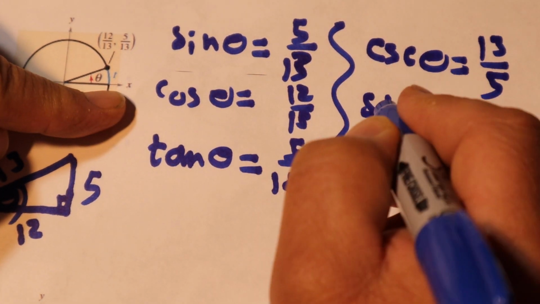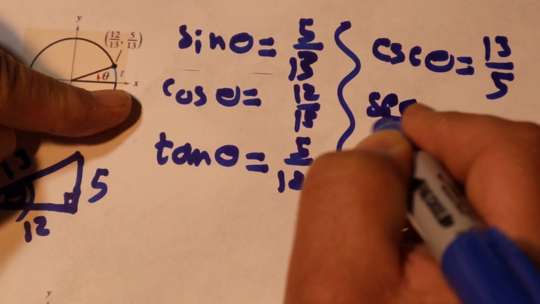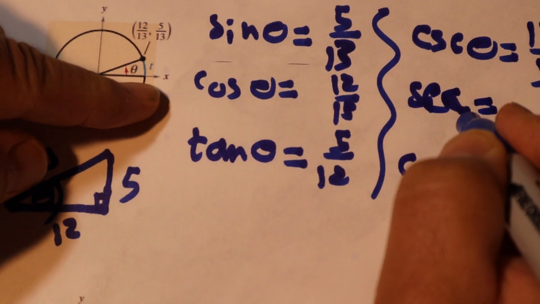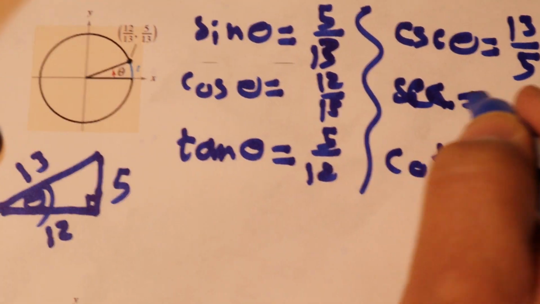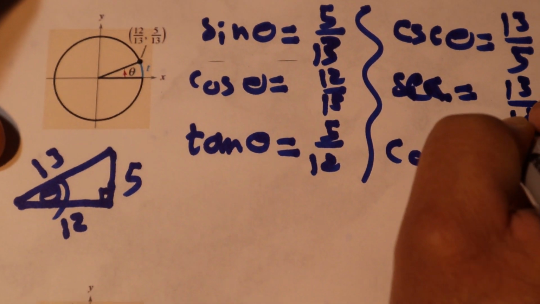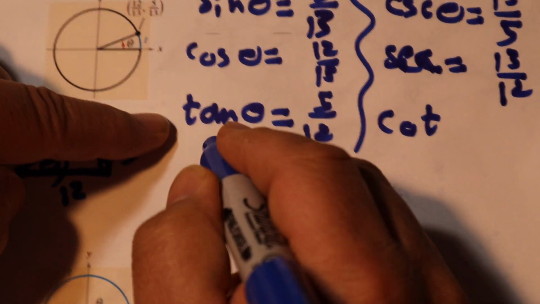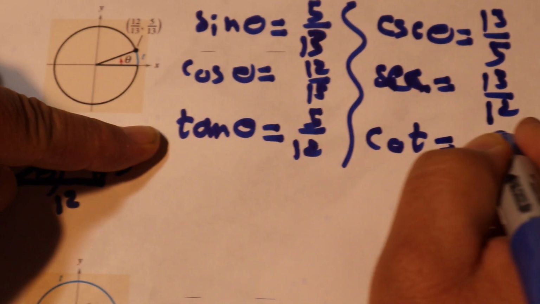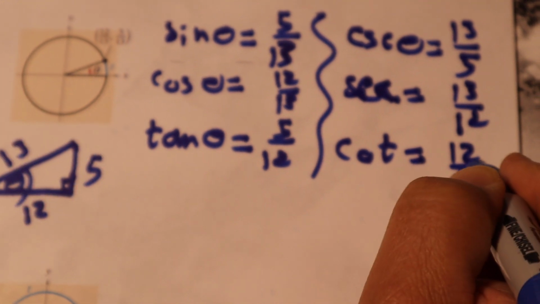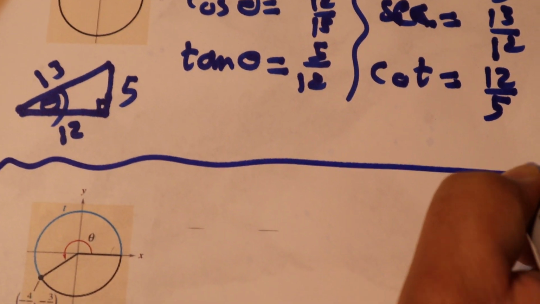The inverse of cosine is secant, as I mentioned. And secant, you reciprocal 12 over 13 to be 13 over 12. And the inverse of tangent is cotangent. It will be 12 over 5. That's one of the questions.